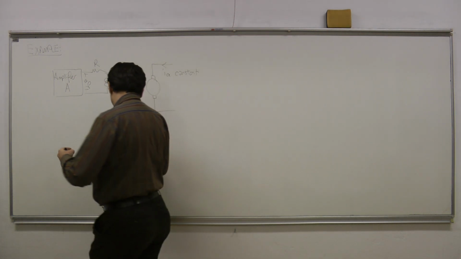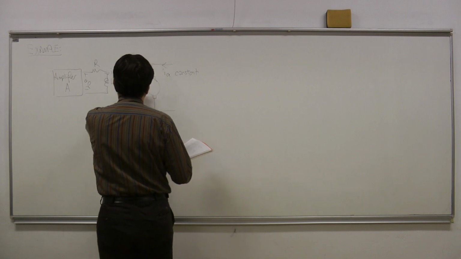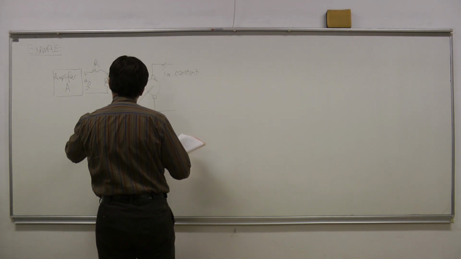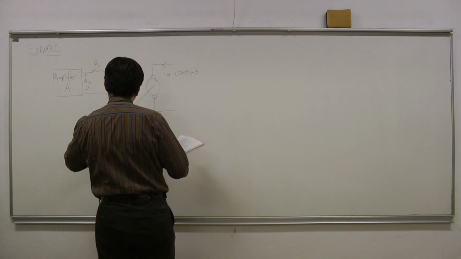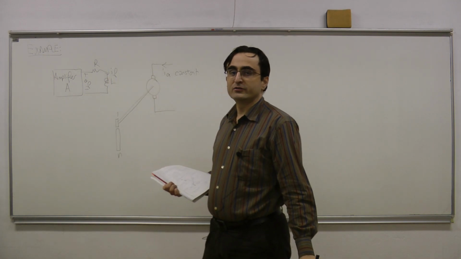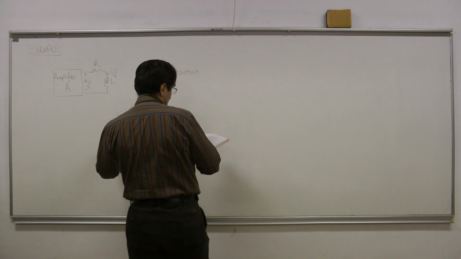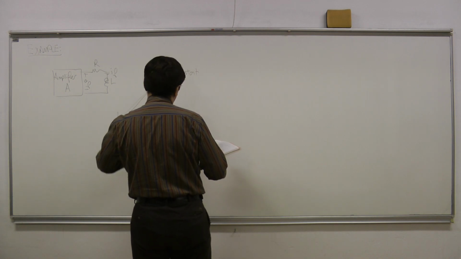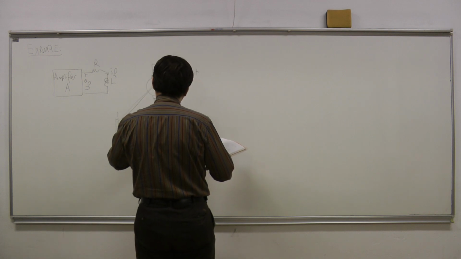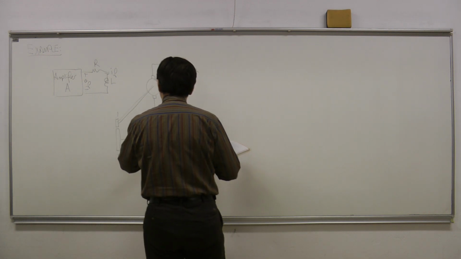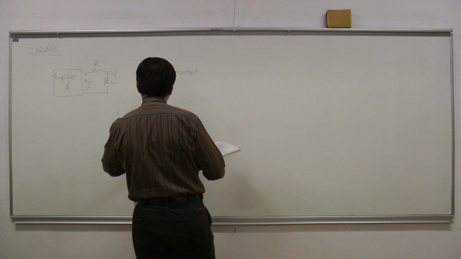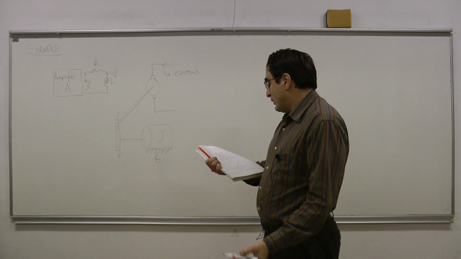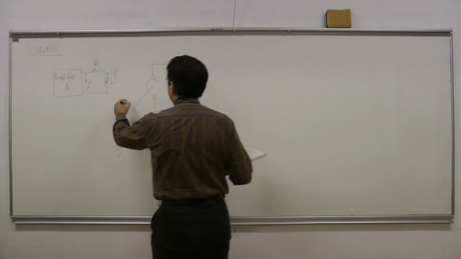So here the rest of the system is looking like this. I have the shaft of the DC motor connected to a gear like this with gear ratio 1 to n, and this is connected to a load here. Okay, so I have the load here that is shown with the inertia J and with the friction constant B. All right.